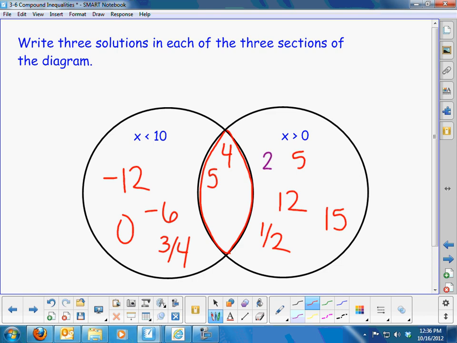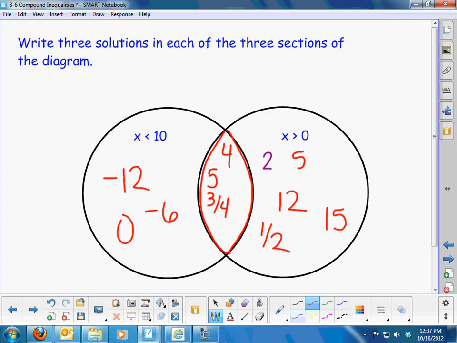Negative 12. Negative 12 is less than 10. Is negative 12 greater than 0? No. So it's where it belongs. 0. Is 0 greater than 0? Nope. So 0 has to be in the left circle. Negative 6 is not greater than 0. 3/4 is greater than 0, so we're going to move it out of this circle, and it actually belongs here.